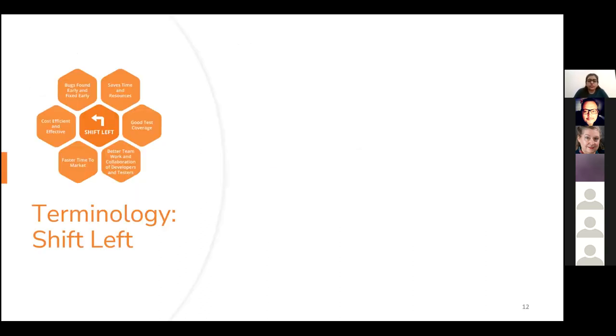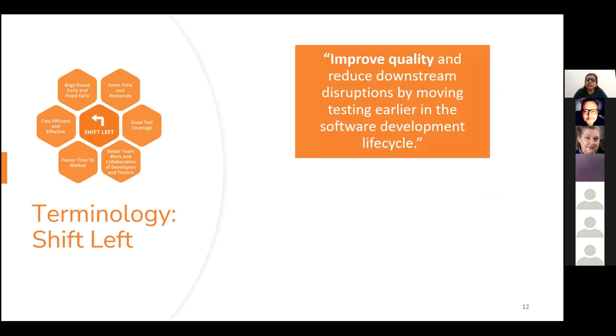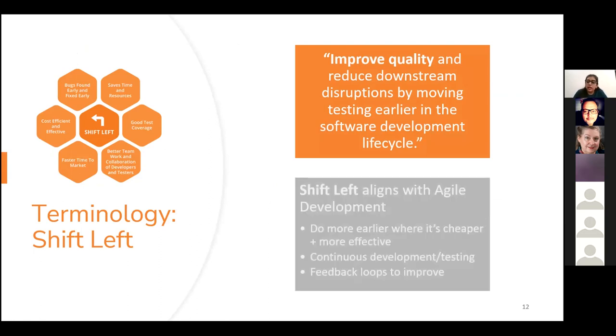Moving on to the shift left terminology that we have been talking about since the start. Shift left is being used by software development to improve the quality in development projects, and also to reduce the downstream disruptions. When it aligns with Agile development, the output is that you are doing more earlier, when it's cheaper and more effective. Also, it's continuous development and testing. The benefits of shift left are that it is very cost effective, we get good test coverage, bugs are found and fixed very early, and there's better collaboration between the developers and the testers.